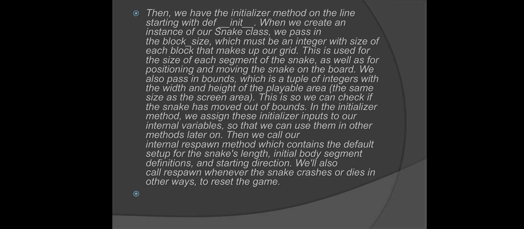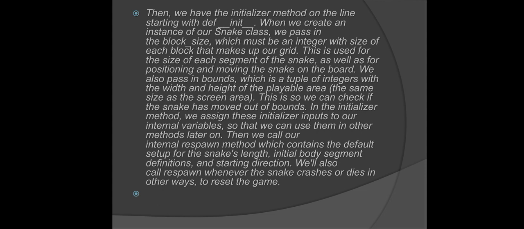Then we have the initializer method on the line starting with def __init__. When we create an instance of our snake class, we pass in the block size, which must be an integer, with the size of each block that makes up our grid. This is used for the size of each segment of the snake as well as for positioning and moving the snake on the board.